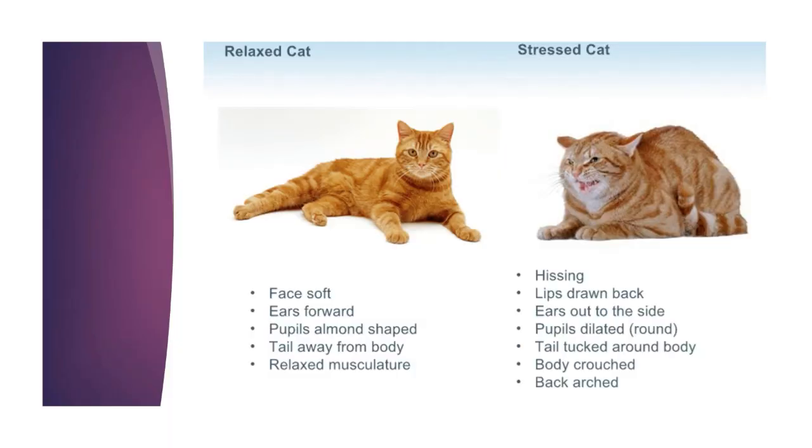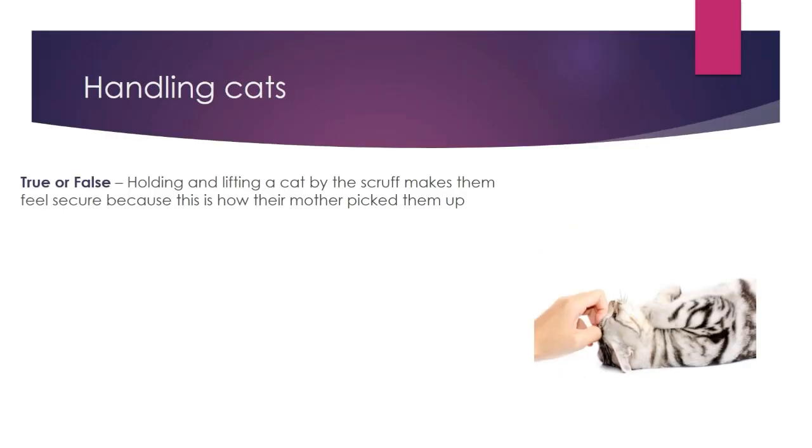So more signs you'll see in cats. In stressed cats, the ears out to the side can actually mean either pain or stress. Mydriatic pupils, and take a look at their tail for sure. If you see that real piloerection, their body will be crouched and their backs will be arched.